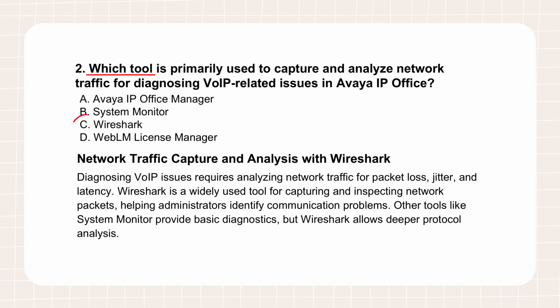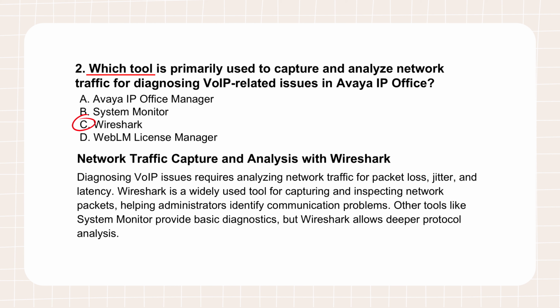When you're dealing with tricky VoIP problems, calls dropping mysteriously, audio sounding garbled, maybe one-way audio issues, the root cause often lies within these network packets. Right. Wireshark lets you see exactly what's happening at that really fundamental level of communication. So while the Avaya IP Office Manager gives you that overall system view, maybe, and the System Monitor shows you how the system itself is performing, they don't give you that granular look at the actual network conversation.